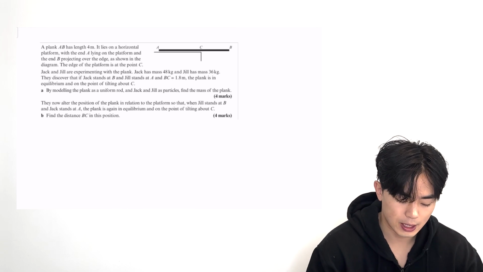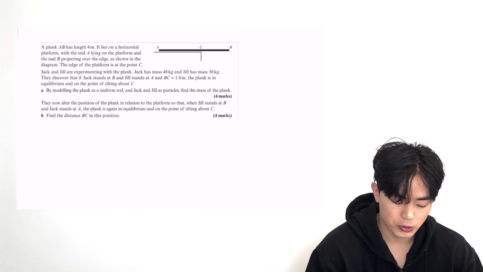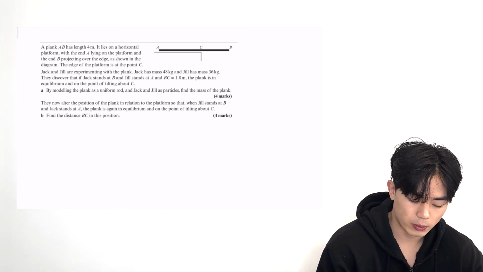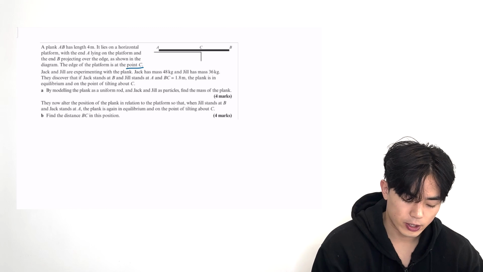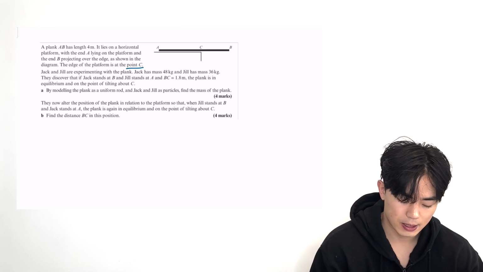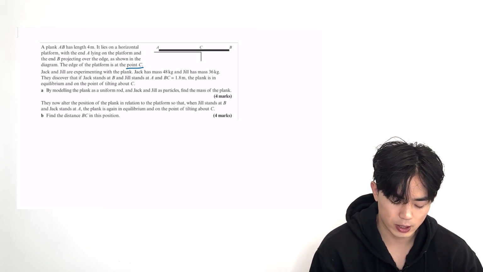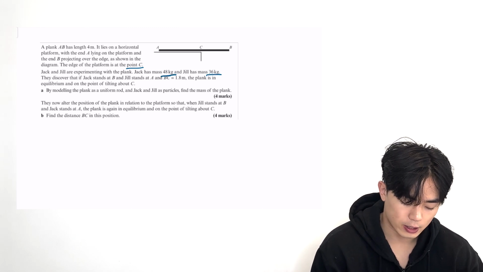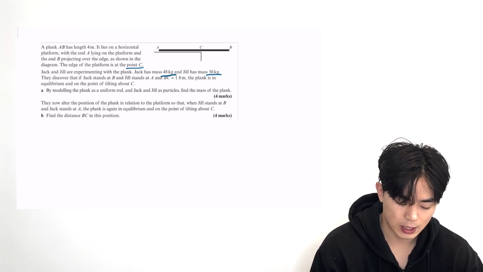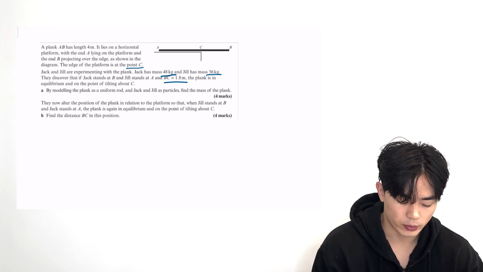So the plank AB has length 4 meters. It lies on a horizontal platform with the end A lying on the platform and B up over the edge. The edge of the platform is at the point C. Jack and Gio are experimenting with the plank. Jack has mass 48 kilograms and Gio has mass 36 kilograms. They discover that if Jack stands at B and Gio stands at A and BC is 1.8, the plank is in equilibrium and on the point of tilting about C.